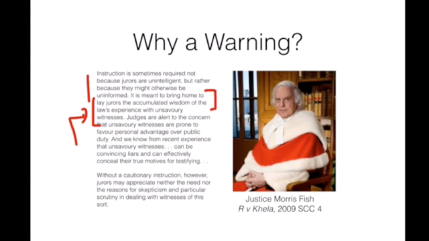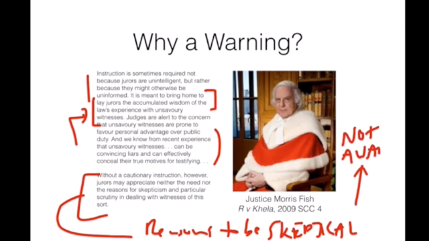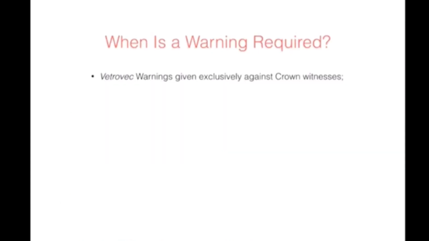So judges have more experience with unsavory witnesses. And the fact that you bring in a witness who might sound very persuasive and credible is not good enough. Essentially, what we are looking at is this right here. Are there reasons to be skeptical? And are those reasons the type of things that jurors would not naturally be aware of? Okay? If you have those two conditions, you probably have the need for a Vetrovec warning. And in fact, the jurisprudence that's come forward since has been based on these two specific criteria. So with that principle in mind, let's dig into when a warning is required.